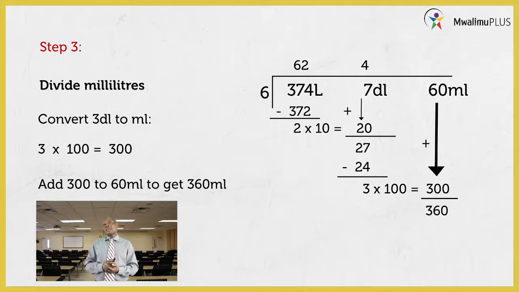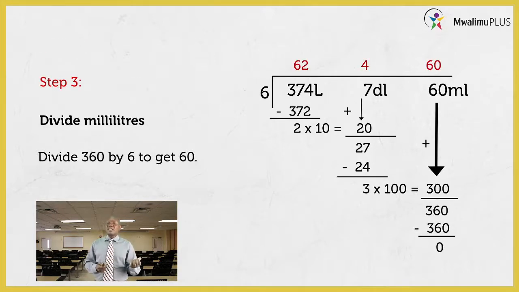Now we ask ourselves again, we have 360 divided by 6. So how many times will 6 go into 360? Learners, we proceed again. We say that we divide 360 by 6 to give us 60. So it goes there 60 times. So we put 60 on top of ml, then we multiply 60 by 6. Learners, if you multiply 60 by 6, what do you get? Good, I see you are enjoying this part.